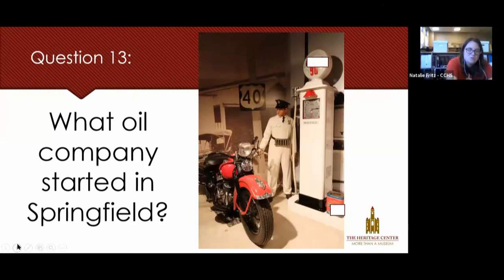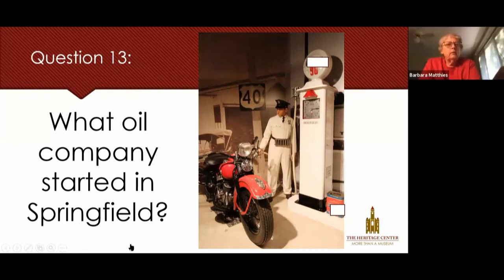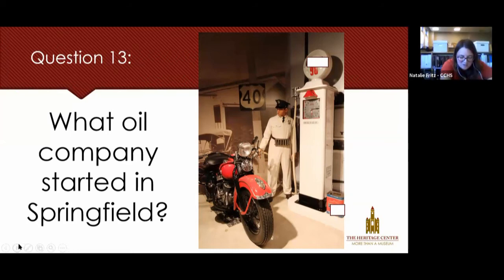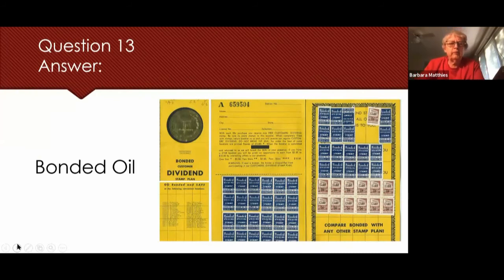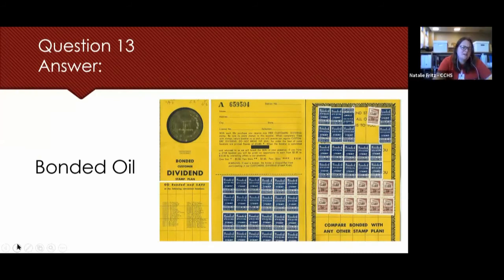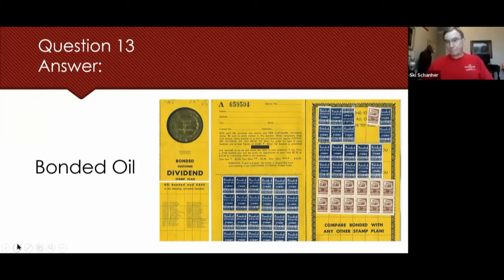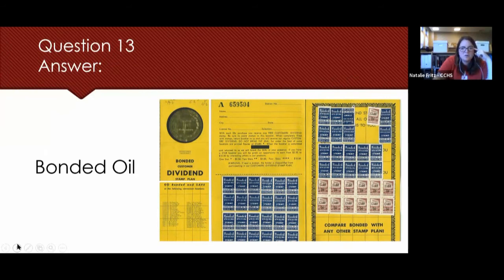Okay, question 13. What oil company started in Springfield? Marathon. Is that Bonded Oil? That's Bonded Oil. So Bonded had something to do with Marathon. Actually, it was Speedway, I think. It's now Speedway. Is that correct? Yeah. So it was founded in 1932 by Paul Deere, which interestingly, I ran across a picture of his house today going through the paper.